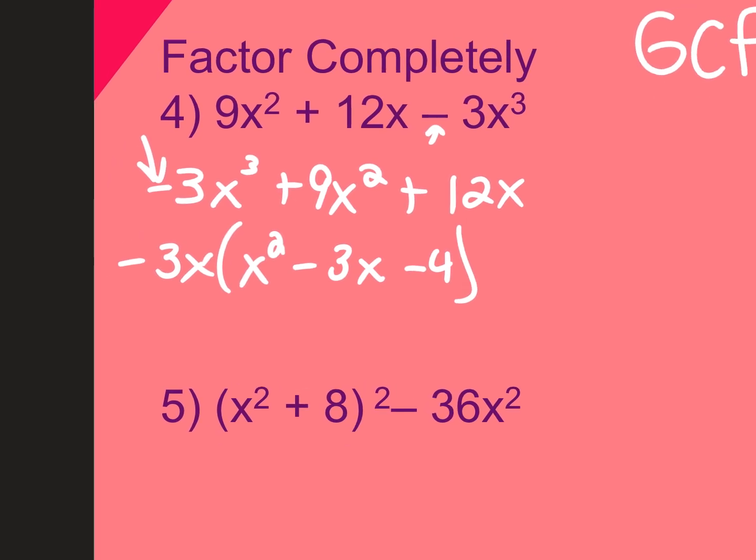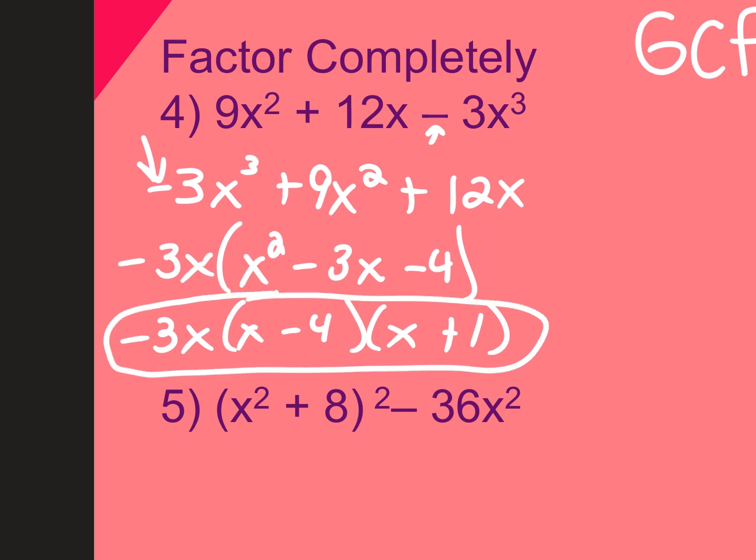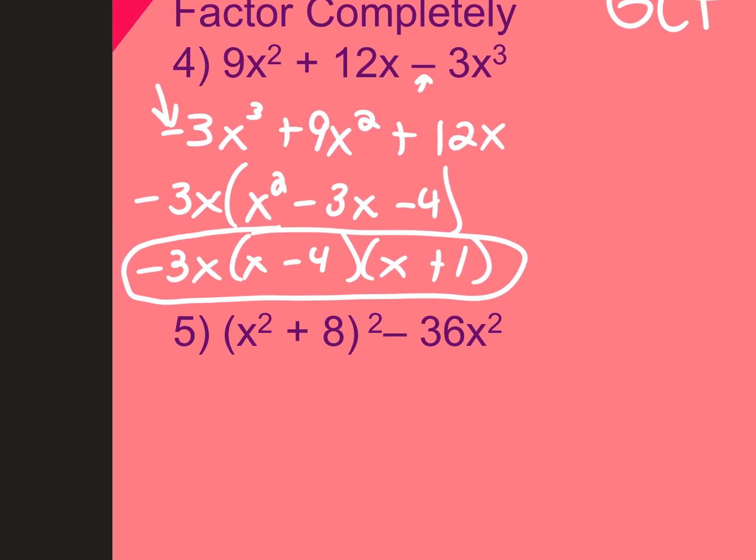So now I look and I say, can I factor this a little more? Are there factors of negative 4 that will multiply to give me negative 4 and add to give me negative 3? Yes, there are. What are those factors going to be? Well, my x's are going to go in the front. I have a minus 4 and a positive 1. Doesn't matter where the 4 and 1 go, just as long as the 4 is negative and the 1 is positive. So make sure of that, guys.